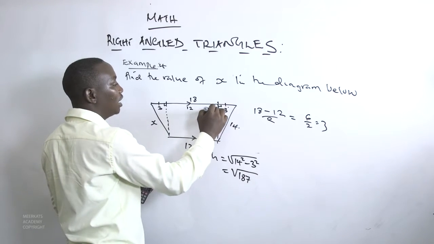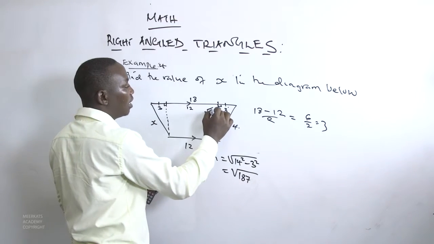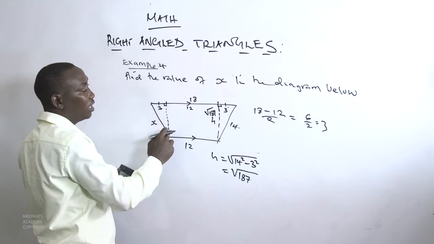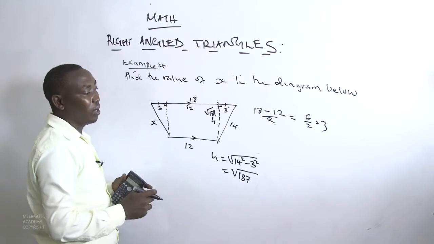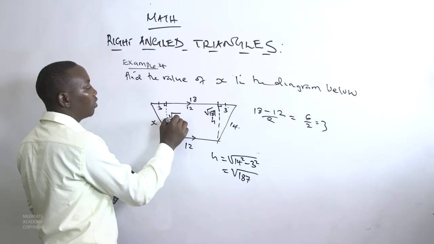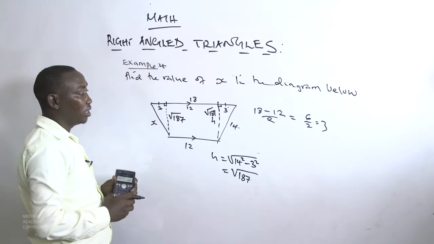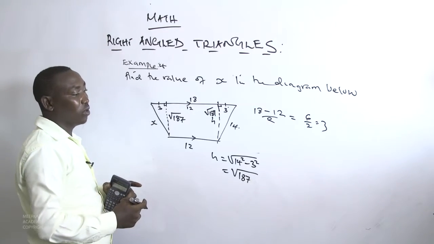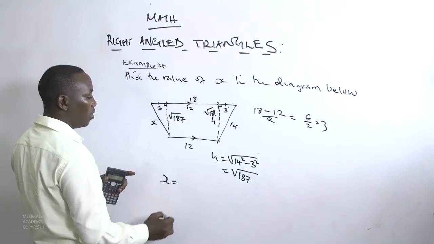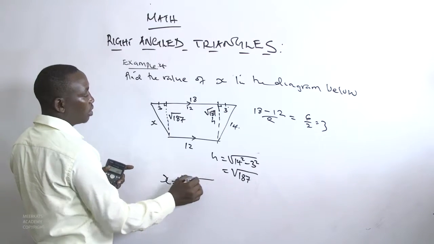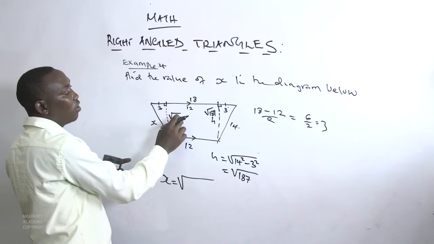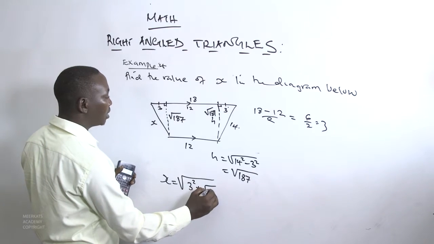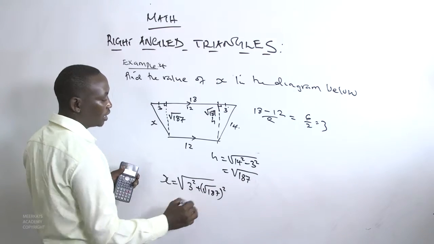So this particular height is root of 187. And because this line and this line are parallel, that shows that their distance on either side is going to be equal. Therefore, this one is going to be root of 187 units. And now we can use this triangle to find the value of x, which is the hypotenuse of this particular triangle. x will be given by the square root of the sum of the squares of the two shorter sides, which will be 3 squared plus root of 187 squared.